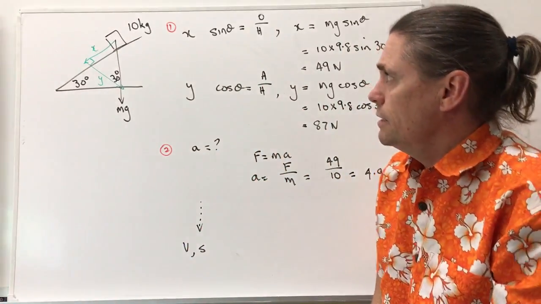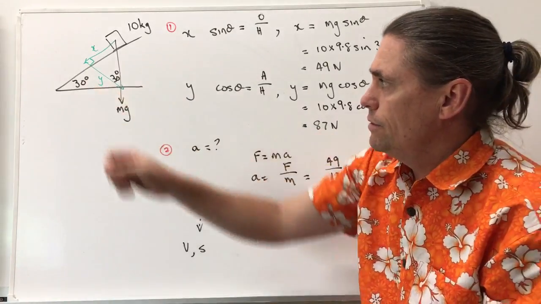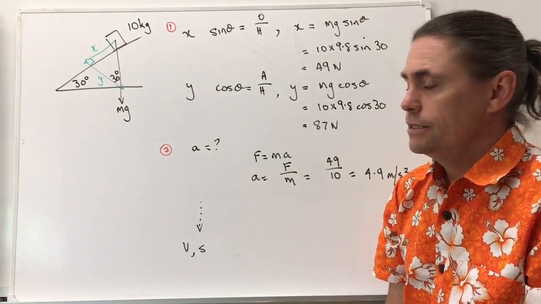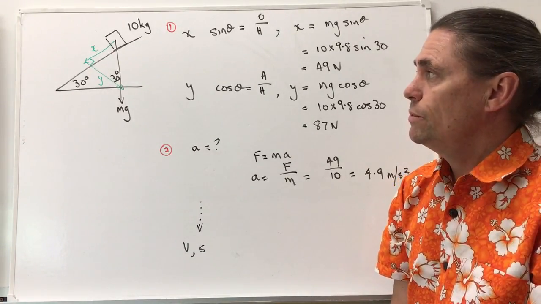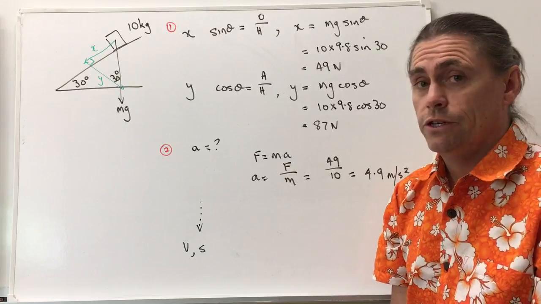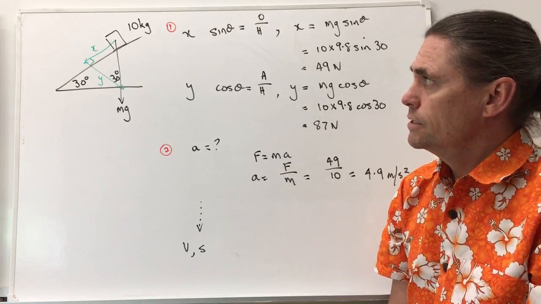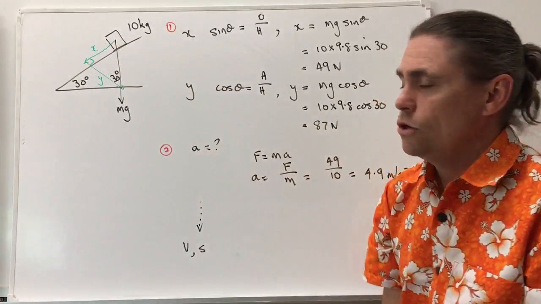In the first one, we've got a 10 kilo mass sitting on a plane at 30 degrees. And we want to look at the motion of that object as it travels, and we're going to say that this is a smooth plane, so we're going to assume that we have no coefficient of either static friction or kinetic friction.